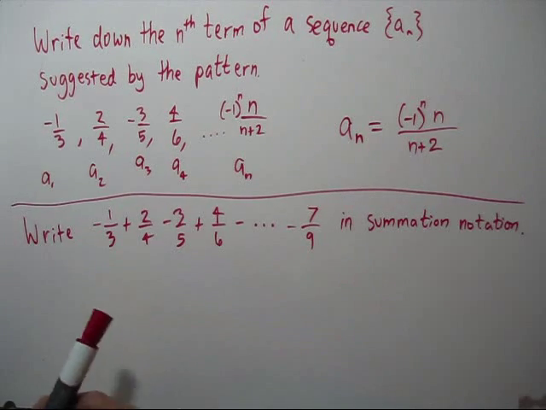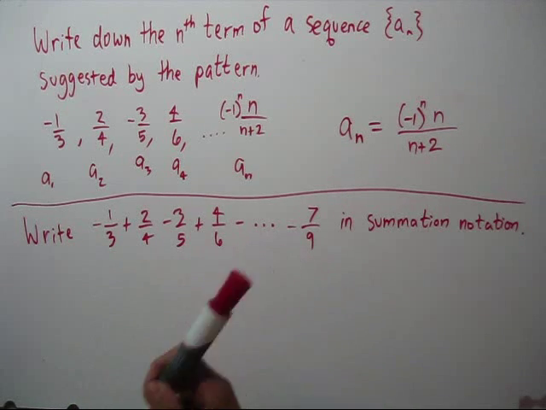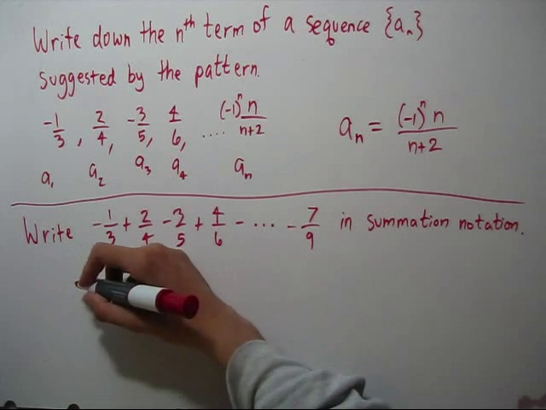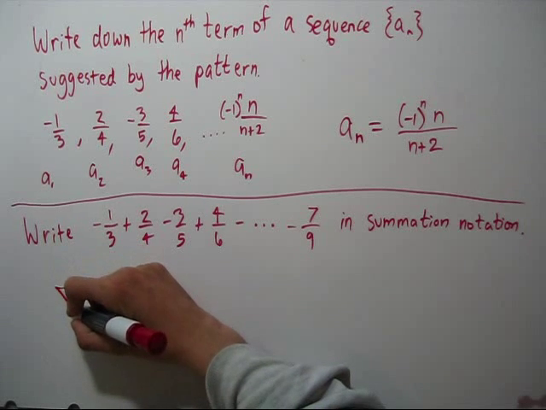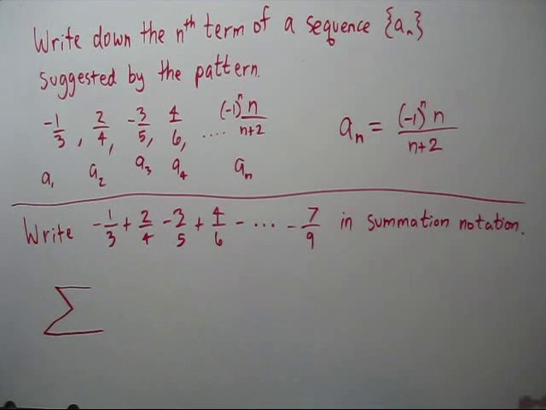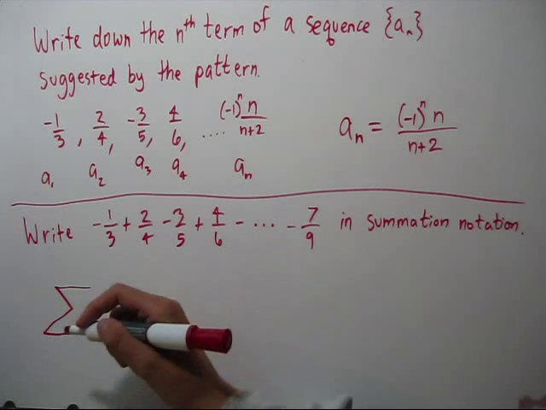Let's do a similar problem. We want to write this sum in summation notation. So that's with our sigma. Well, let's choose an index. I, J, K, N, M, P, Q. Those are all good letters. Let's go ahead and do a K.